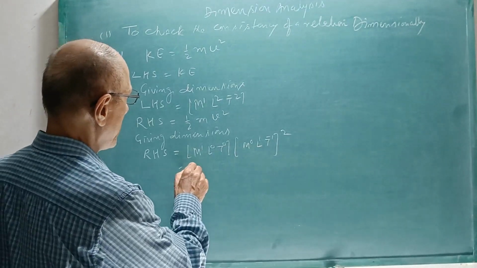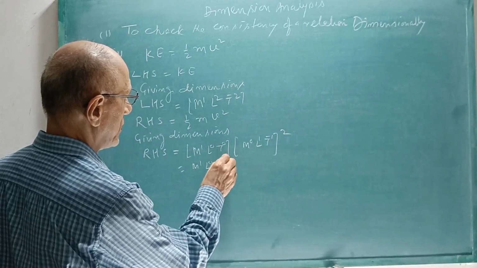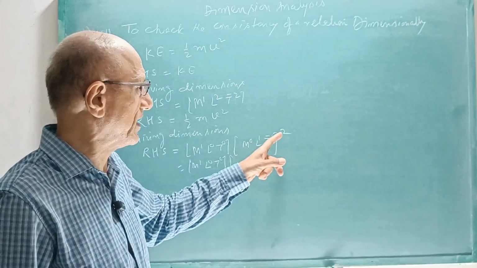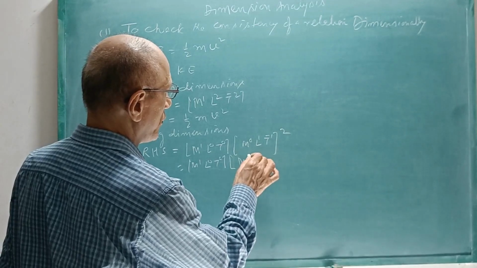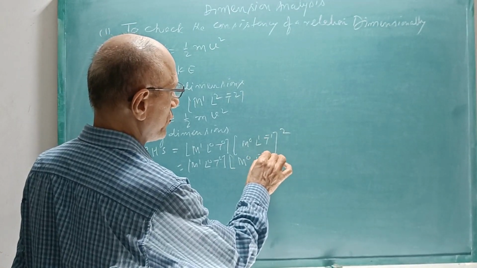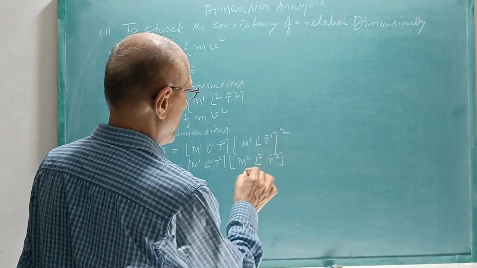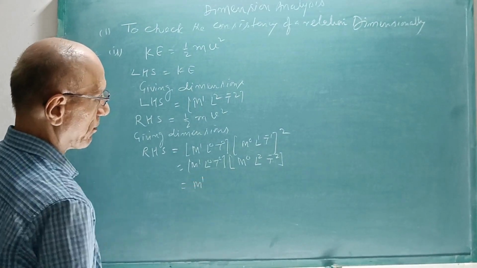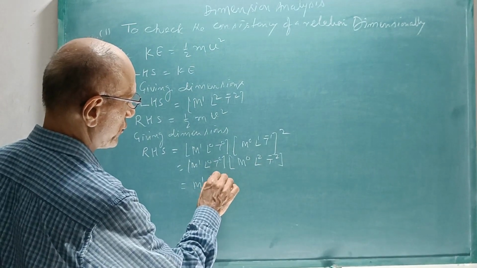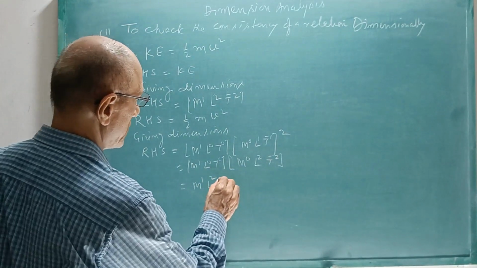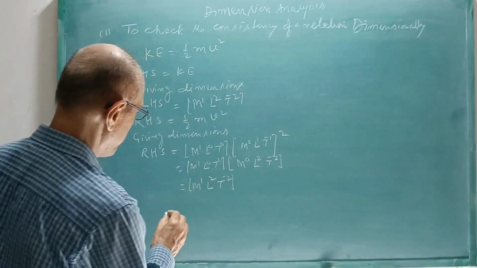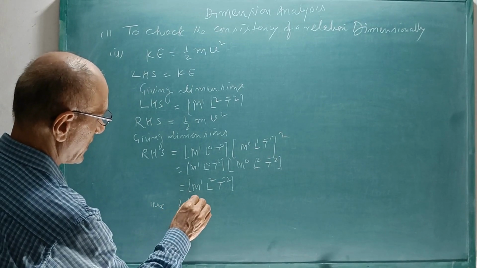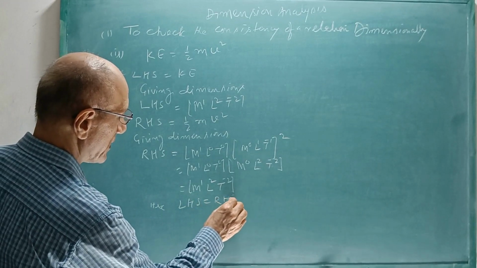So here you will have M1 L0 T0. According to the law of indices, if they are power of power, then they are multiplied. So M raised to power 0 into 2 is 0, L into 1 into 2 is 2, and T raised to power minus 2. Now they are multiplied, so the powers have to be added. So M raised to power 1, then 0 plus 2 is 2, and 0 minus 2 is minus 2. So here again, LHS is equal to RHS.